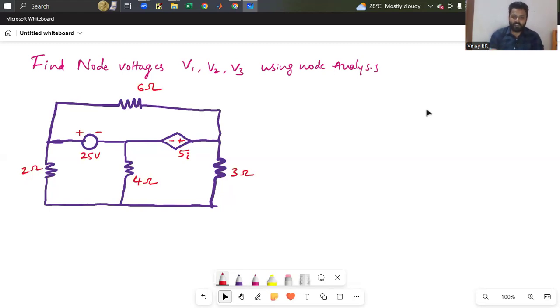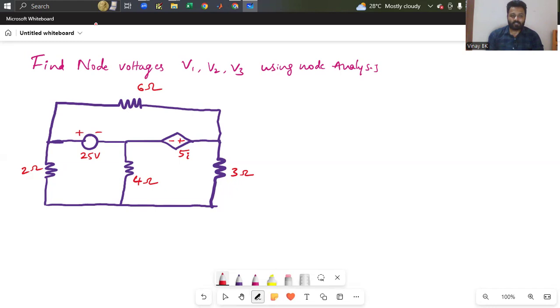So in this video, let's solve one super problem on node analysis. You can see here it is having two super nodes, and many of you are confused about solving these kinds of problems. Nothing to worry. A problem which looks simple can be very complicated, and at the same time, this problem looks complicated, but you can solve it easily.